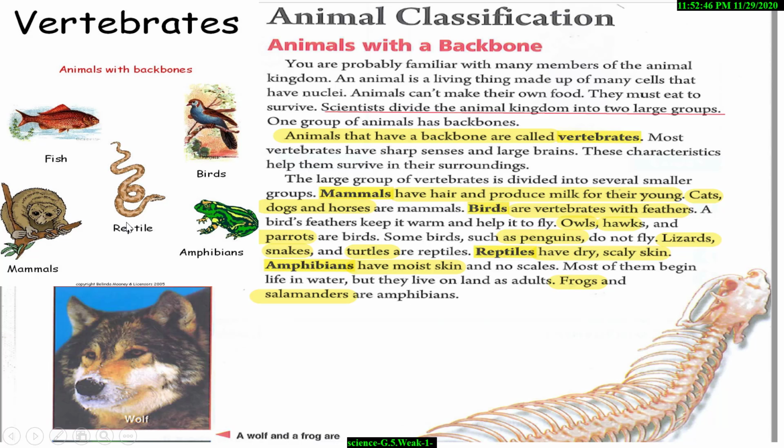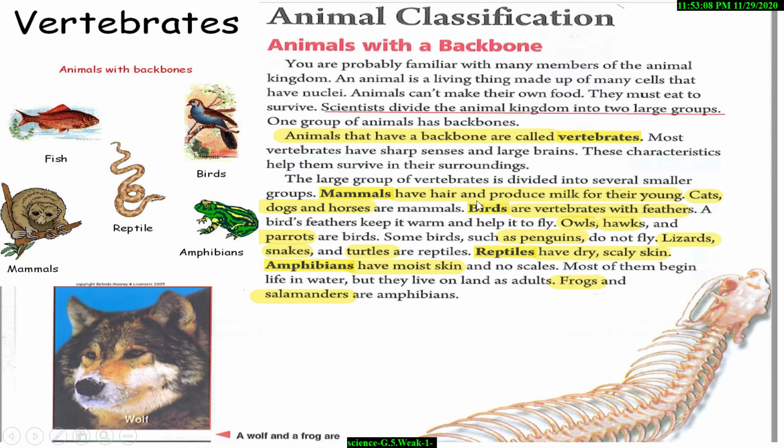Number one, mammals. Mammals have hair and produce milk for their young. Examples of mammals: dogs, horses, goats, cows and monkeys.